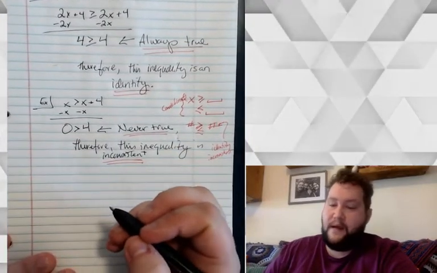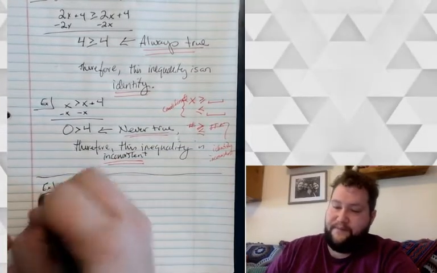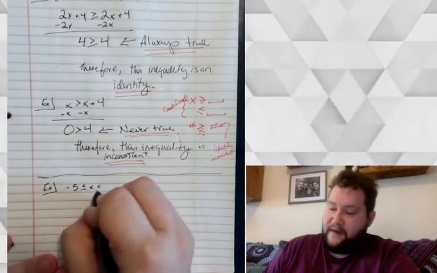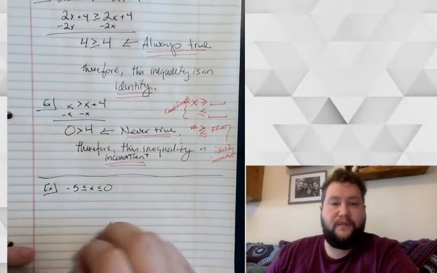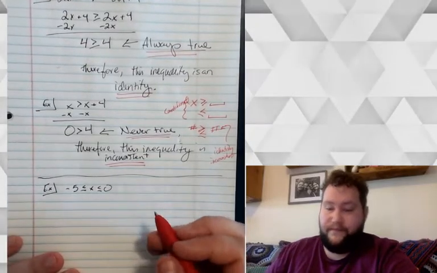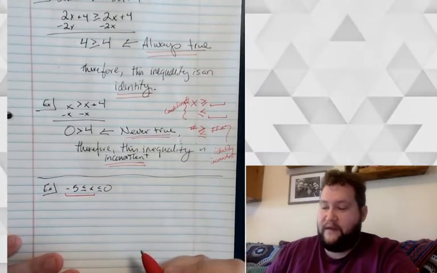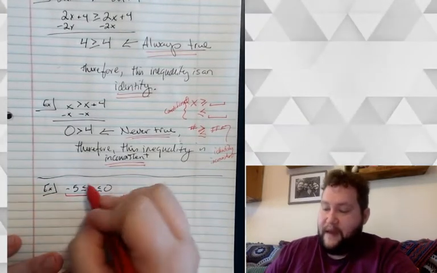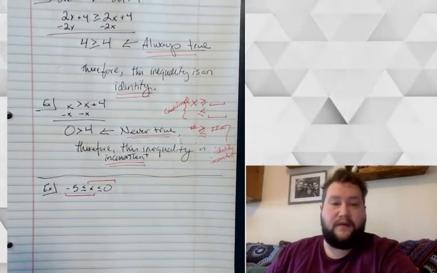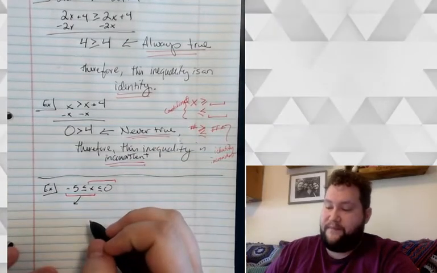So we'll look at a couple more examples. Example. Suppose -5 is less than or equal to x is less than or equal to 0. Notice we have two inequalities here. Well, here we have -5 is less than or equal to x, and we have x is less than or equal to 0. And so go ahead and graph each of these separately.